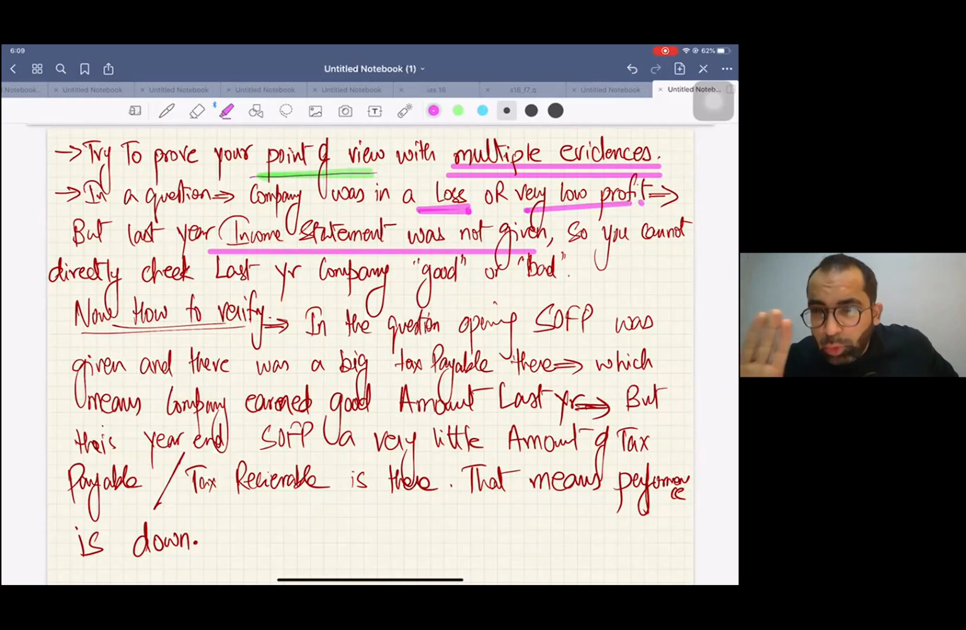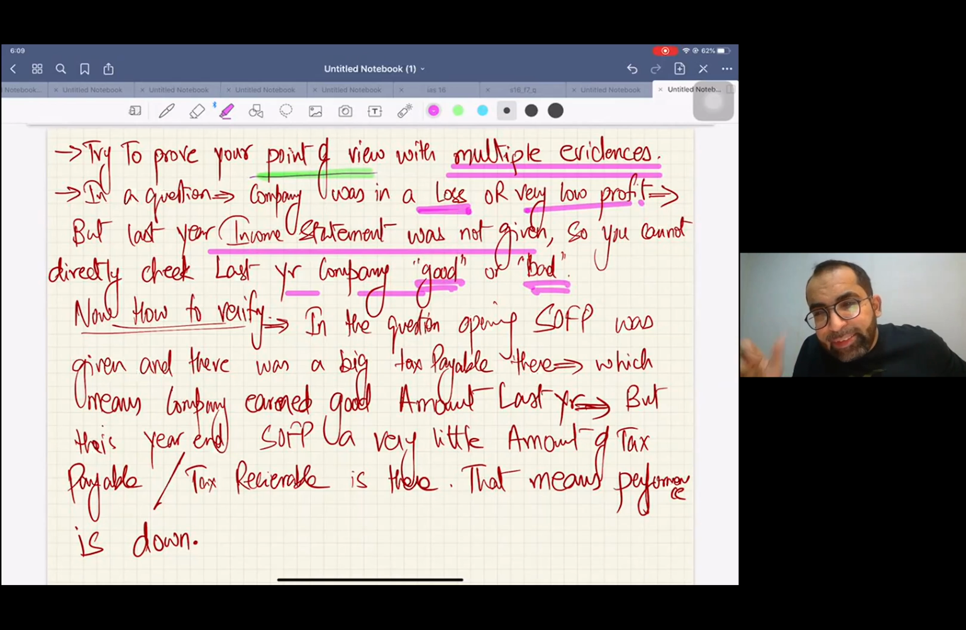Through the balance sheet. Now wait, let me give you something. You cannot directly check whether the company was good or bad last year. This year the company's profits are low or in loss, but last year's performance is not given openly in the question. The income statement is not given. But the opening balance sheet is given.